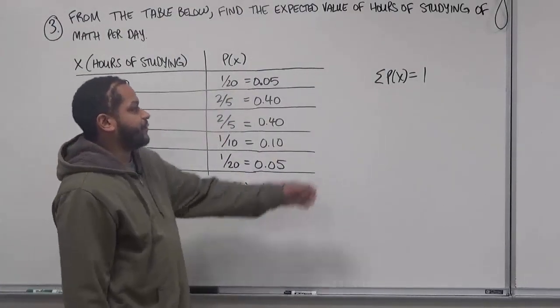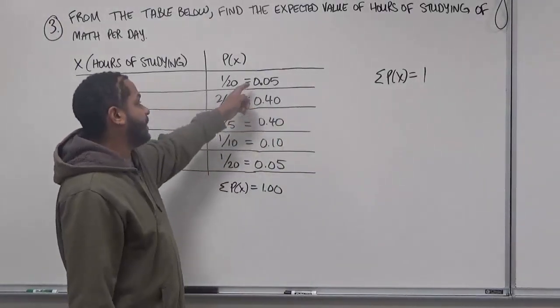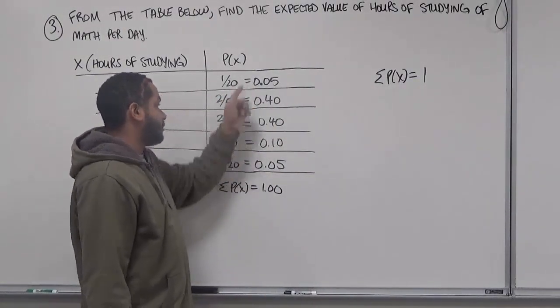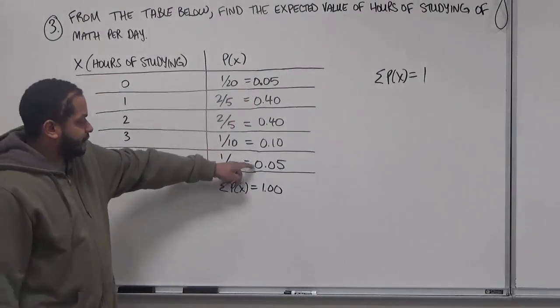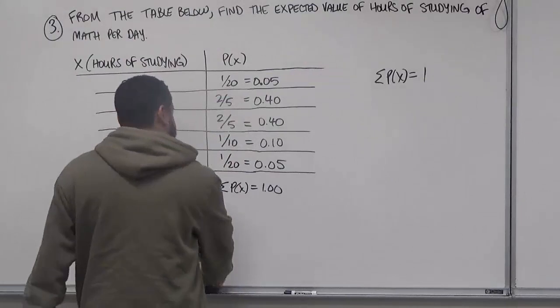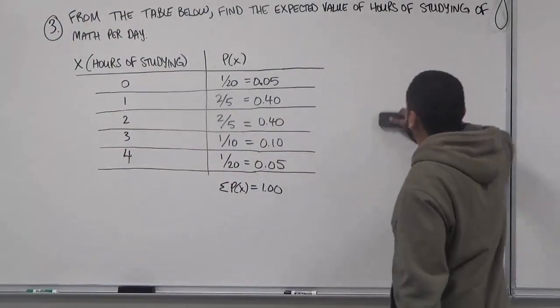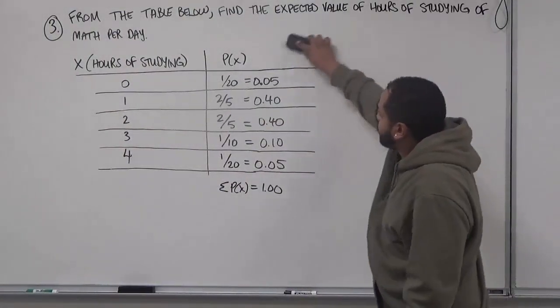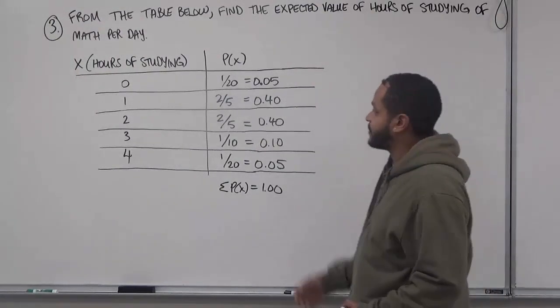Now this passes our first rule, and the second rule is nothing can be negative or above 1.0 on the probability list. And we see everything is between 0 and 1. So we're fine, and it passes both restrictions. So this qualifies as a probability distribution, which allows us to find the expected value of this table.